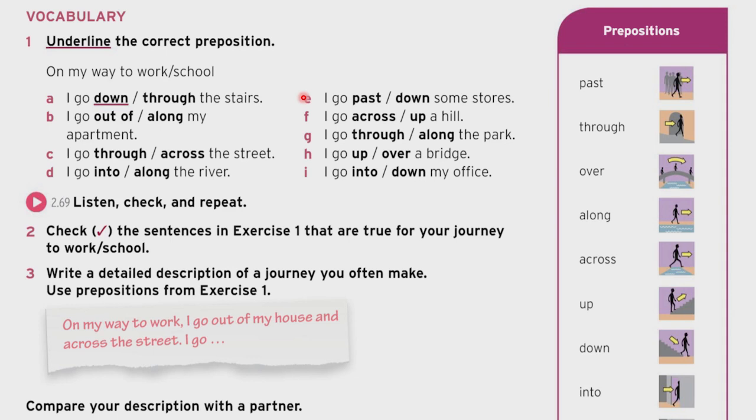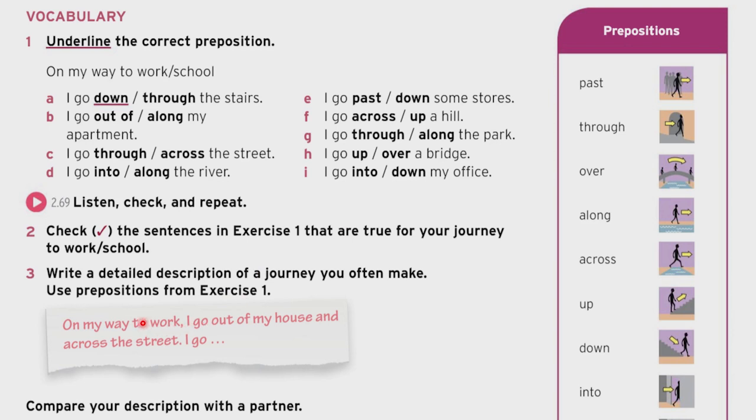All right, now in exercise 3 we have: write a detailed description of a journey you often make. Use prepositions from exercise 1. For example, a journey that you often make could be to your house, to your work, or to your school. You can say, on my way to school or on my way to work, and you're gonna write these sentences, but the ones that are true for you, so that you describe your journey.